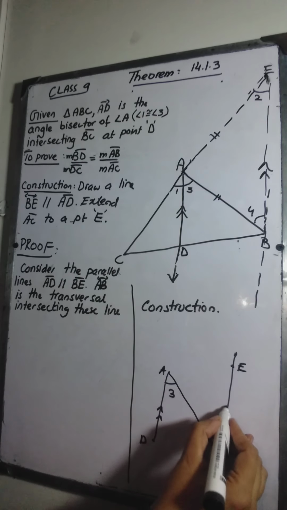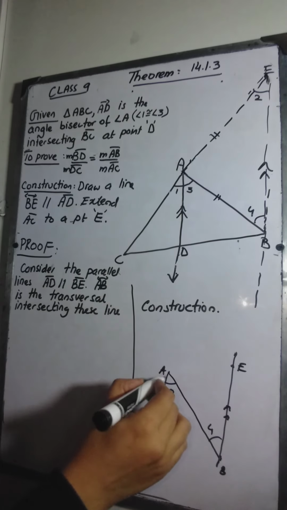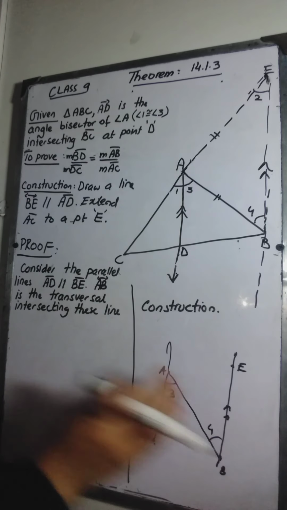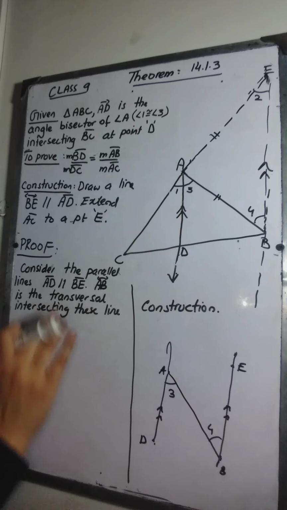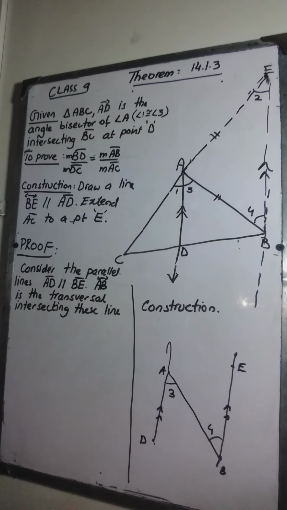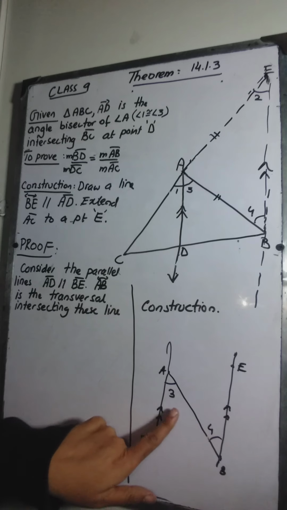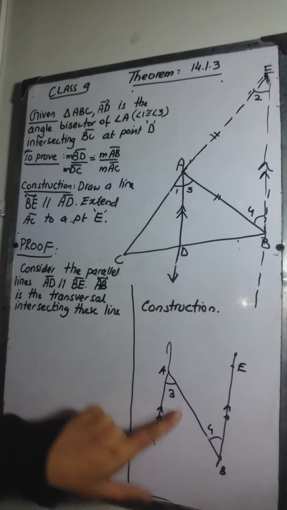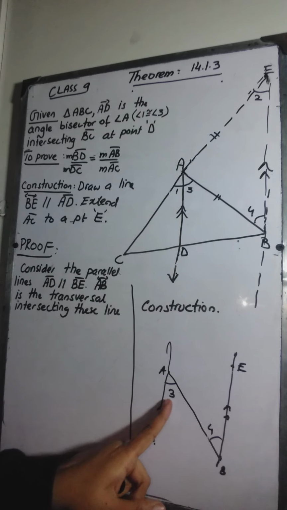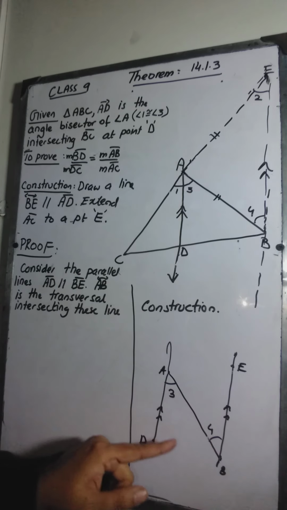We know that AD is parallel to BE because we did this in construction. So we have the line AD and the line BE, and AB is the transversal which is crossing them. If I draw this over here, you can easily see that these two angles are alternate angles, and we know that whenever two parallel lines are intersected by a transversal, then the alternate angles so formed are always congruent.